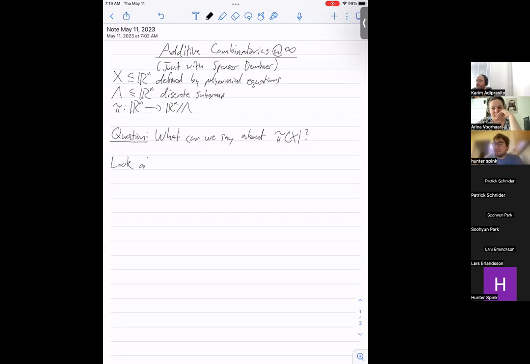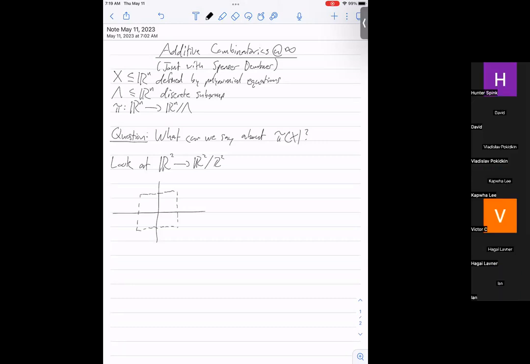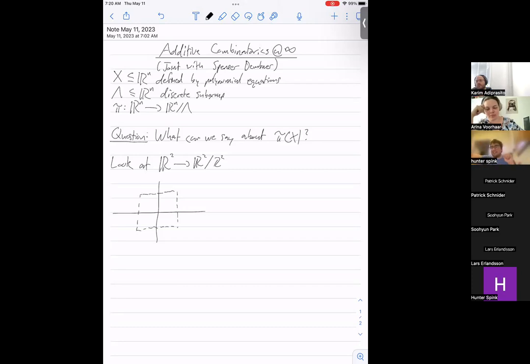So let's look at some examples. I'll draw some pictures. Let's first look at R^2 mapping to R^2 mod Z^2, and let's see what this set looks like in three illustrative examples. So here I have R^2. I'm going to draw a fundamental domain for this quotient. You can imagine that I've tiled the plane by these squares, and then the image is going to be like I take a snapshot of my variety in each of these squares and then superimpose them all onto a single square.